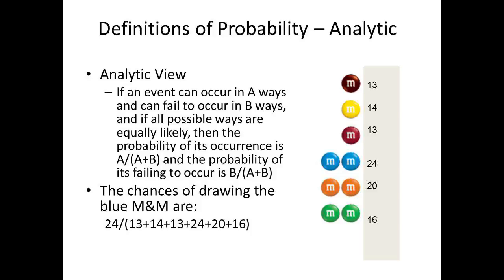And this is a sort of intimidating and somewhat overly technical definition for probability. It's called the analytic definition. It's if an event can occur in A ways and fail to occur in B ways, and if all possible ways are equally likely, then the probability of its occurrence is A divided by A plus B, and the probability of its failing to occur is B over A plus B. Now that's mostly jargony nonsense. You don't have to worry about understanding that, and it's essentially what you already know, that the chances of drawing the blue M&M are the number of blue M&Ms divided by the total number of M&Ms.